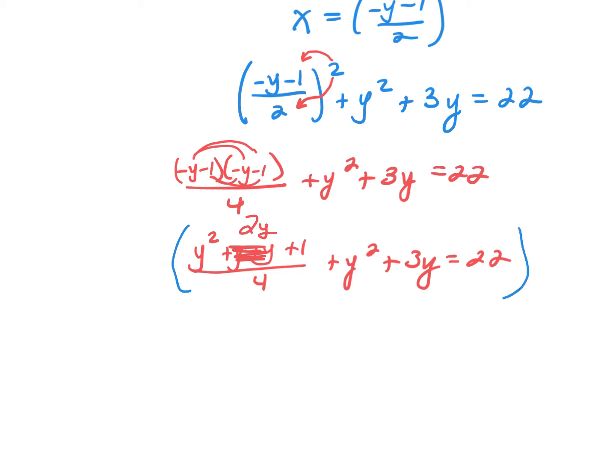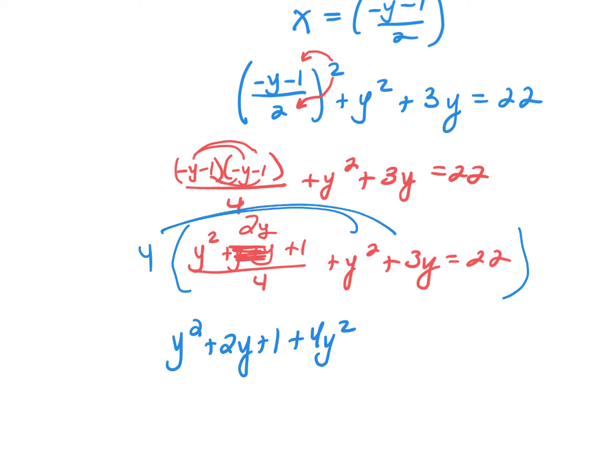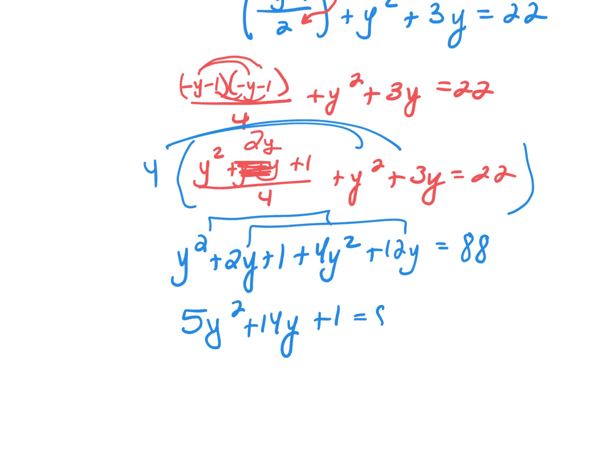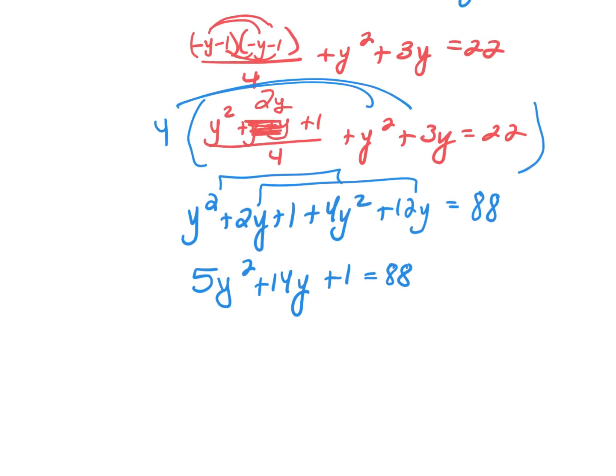Multiply everything by 4. So this is y squared plus 2y plus 1 plus 4y squared, right? Plus 12y equals, what's 22 times 4? What is it? 88. Good. Okay, combine like terms. Y squared and 4y squared is 5y squared. What's 2y and 12y? Plus 14y. Okay. And then what? Plus 1 equals 88. Okay, now what? Subtract the 88. So 5y squared plus 14y minus 87 equals 0.